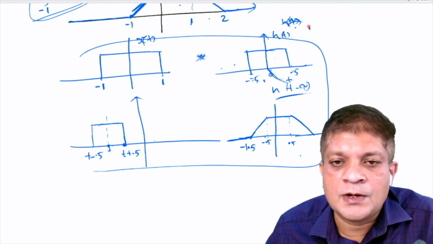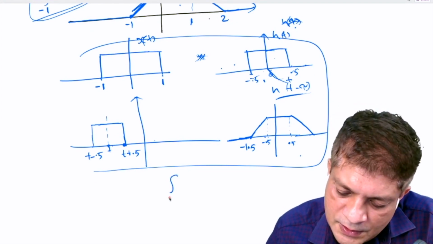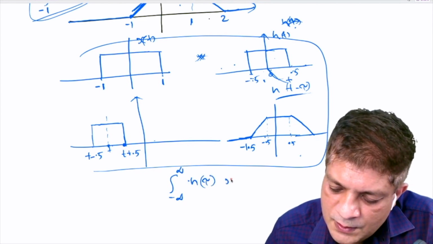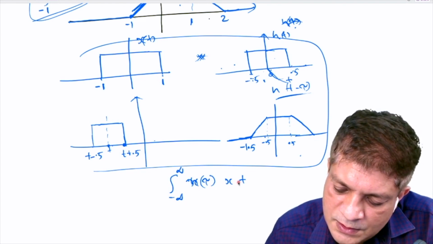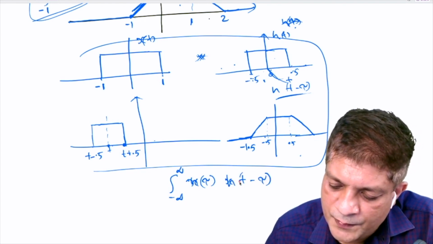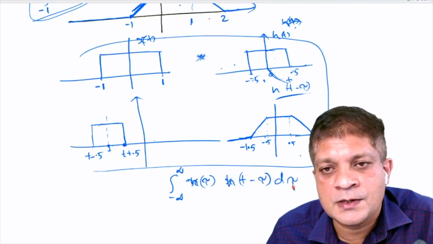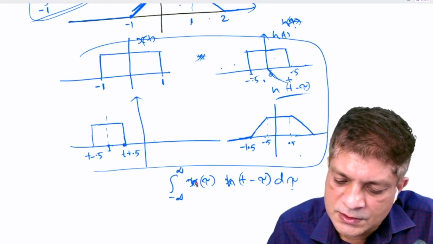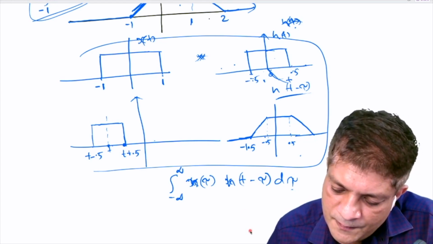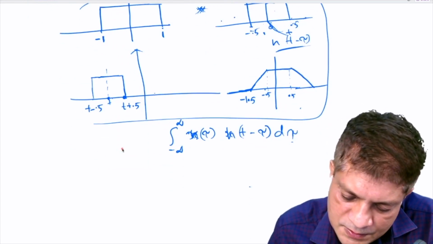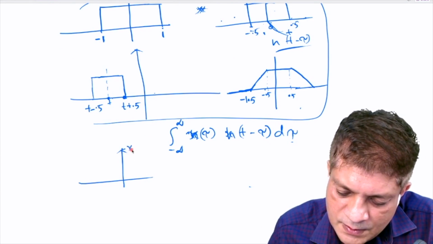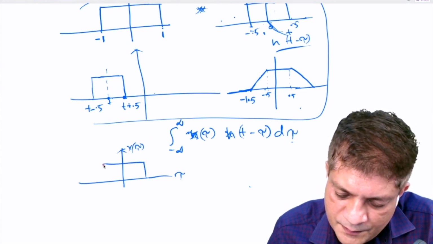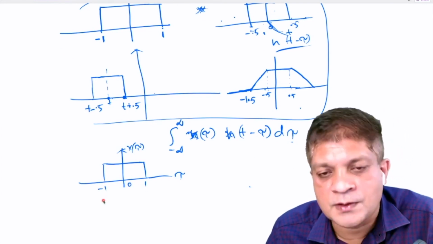Okay. Now what is convolution? What is the convolution integral? Integral from minus infinity to infinity of x(tau) h(t minus tau) d tau. Here the variable is tau. So we have to get first x(tau). What is x(tau)? The same signal, we just change the variable to tau. This one from 0, 1, minus 1.